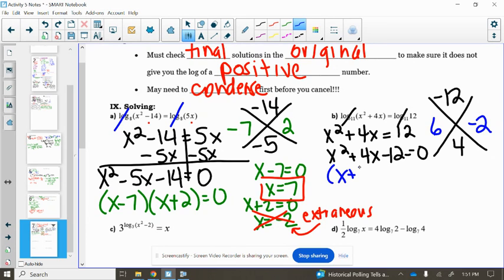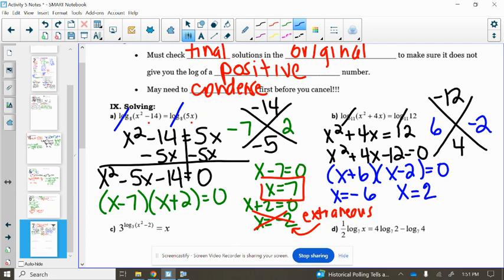Multiply to be negative 12, add to be 4. So x plus 6 and x minus 2 equals 0, our two factors. And then if we set each piece equal to 0 on this one, x plus 6 equals 0, subtract over the 6, x is negative 6. x minus 2 equals 0, add the 2 over, we get 2.